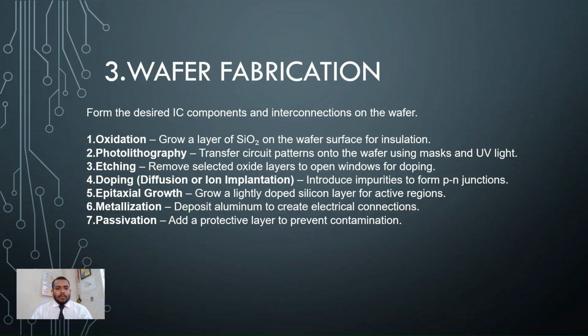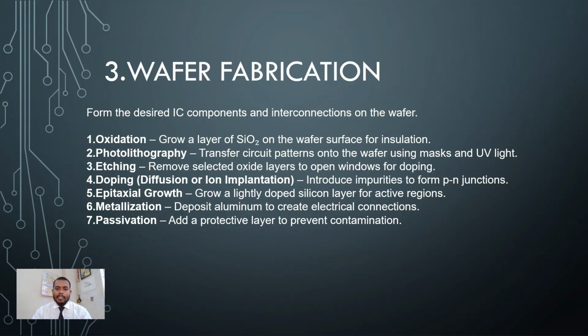Fourth, doping, diffusion or ion implantation. Introduce impurities to form PN junctions. Fifth, epitaxial growth. Grow a lightly doped silicon layer for active regions. Six, metallization. Deposit aluminum to create electrical connections. Seven, passivation. Add a protective layer to prevent contamination.